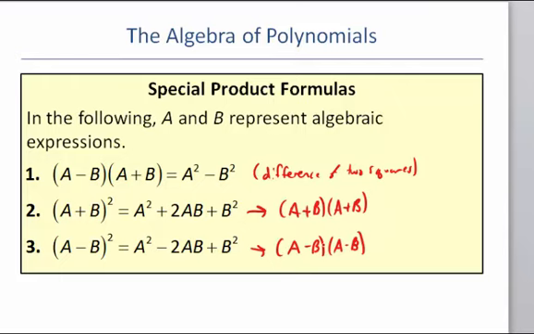So number 2 and number 3 are not really things that you need to memorize. You just need to know that if it's written as a plus b squared, that it actually means you're multiplying it times itself and you're using the FOIL method. And the same approach for number 3.